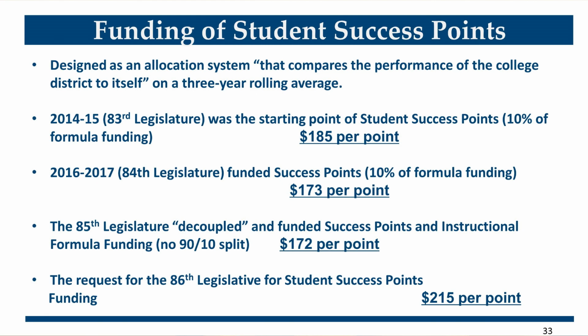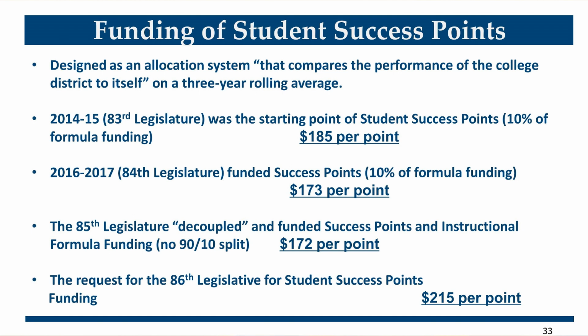And it was a comparison of my institution from one year to the next. And that was what we wanted. We wanted it to be competing among ourselves. The next session, the funding went down to $173 a point. And you can see in both of those cases that we tied it to 10% of formula funding. We took out the core operations. Whatever was left, 10% was for student success points. I think that actually hurt us that session.